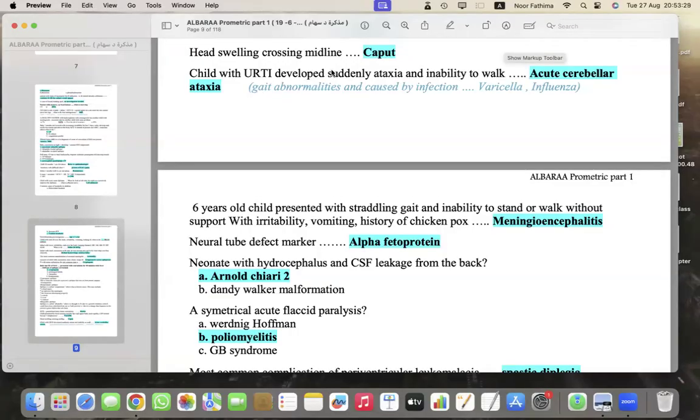Child with URTI developed sudden ataxia and inability to walk. So URTI before, and ataxia and inability to walk. This is acute cerebellar ataxia. Gait abnormalities are caused by infections, usually varicella and influenza.